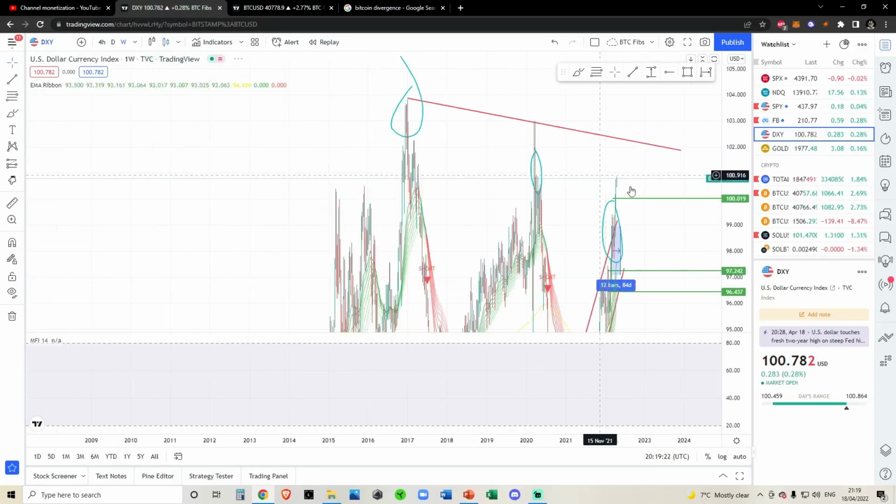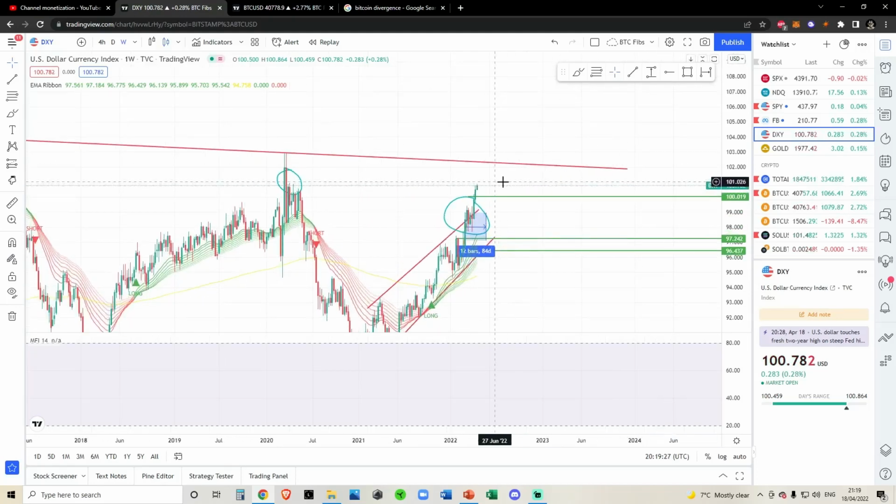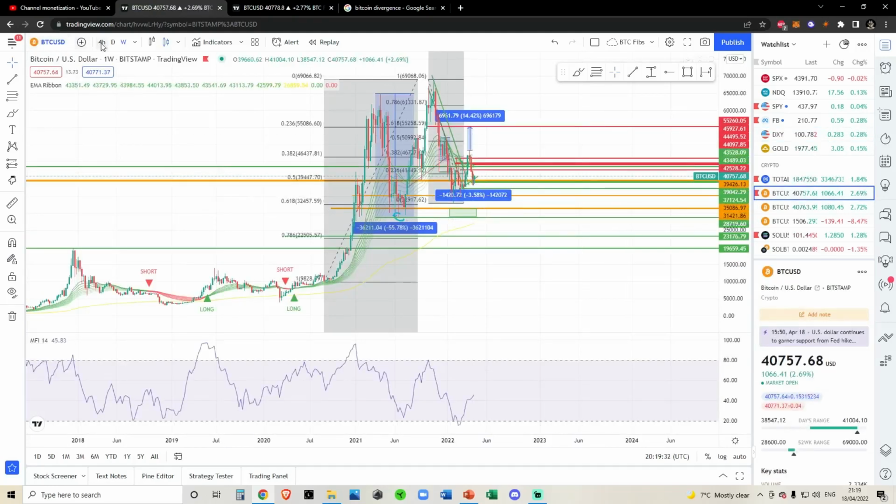So the dollar still does have more room to move up potentially. Nonetheless, I wouldn't be banking on it. I think the dollar's going to top out very soon, and that's going to cause a very nice rally to come for Bitcoin in the short term.